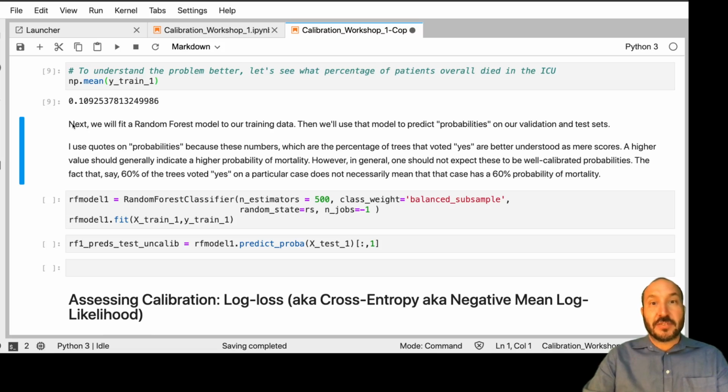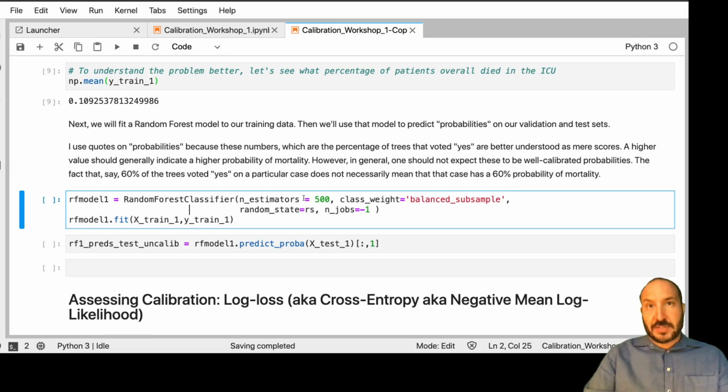Okay, next we're going to fit a random forest model, and then we're going to use that model to predict probabilities. And we'll see that random forest is not terrible, but it's not always great about calibrating its probabilities. The probability it gives out is the percentage of trees that voted yes versus no, and you shouldn't in general expect these to be well calibrated. The fact that 60% of the trees voted yes doesn't necessarily mean that the case has a 60% probability of mortality in this example.